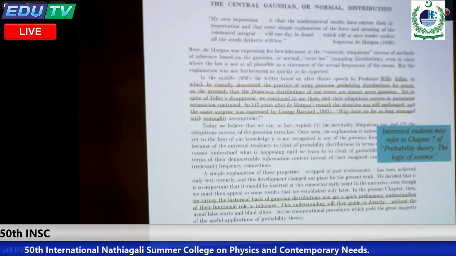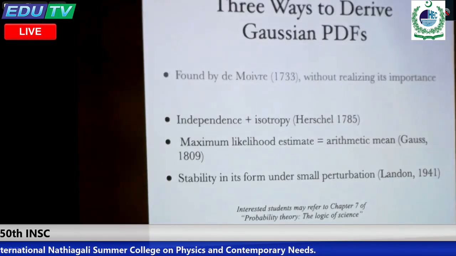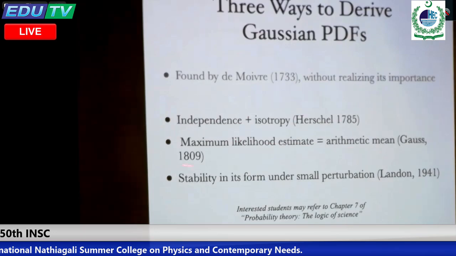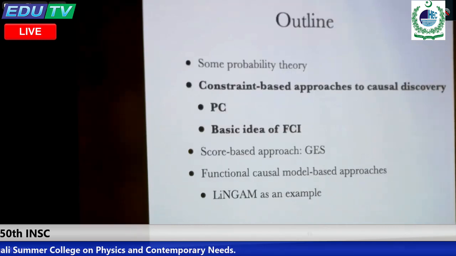If you are really interested, this is chapter 7 of the book Probability Theory: The Logic of Science. Wonderful book. It gives the origin of the Gaussian distribution. You can derive the density of the Gaussian distribution using different assumptions, and each of them can give you a unique property of the Gaussian distribution. Now, let's look at the constraint-based method for causal discovery.